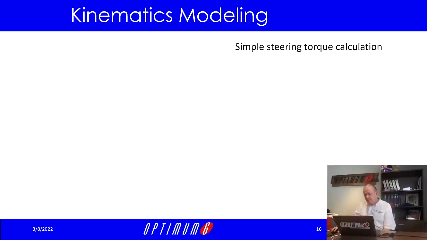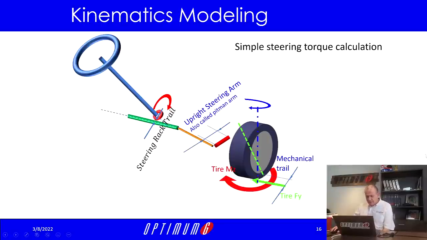Then we are going to calculate the forces. So we spoke about camber variation, vertical load, ride height, and now we're going to look at the steering torque. I'm going to give you a very simple appreciation. You are going to look at the KPI here.